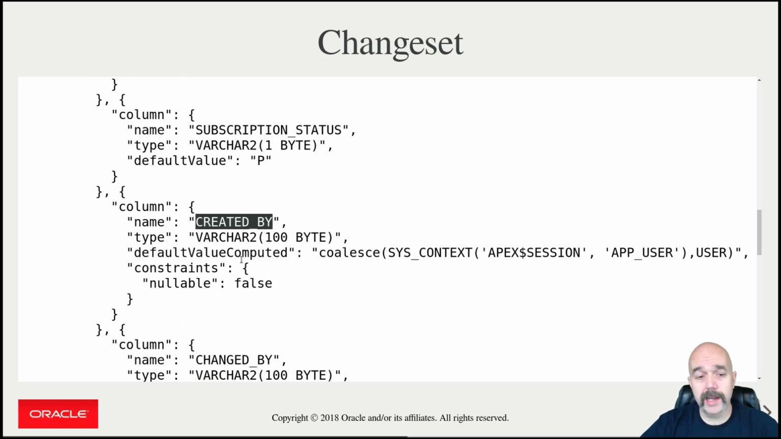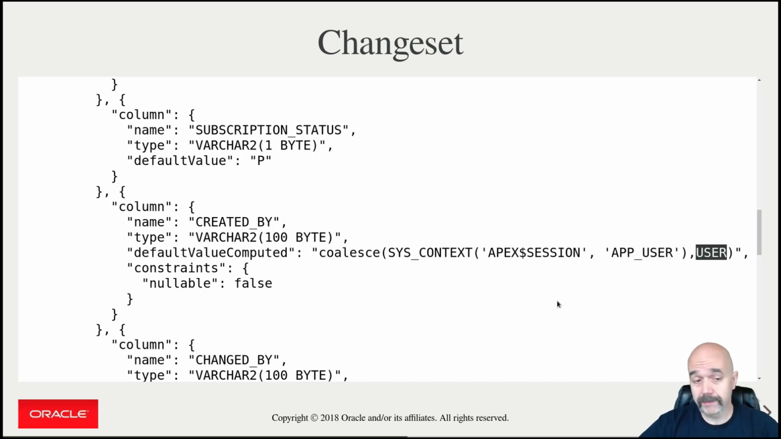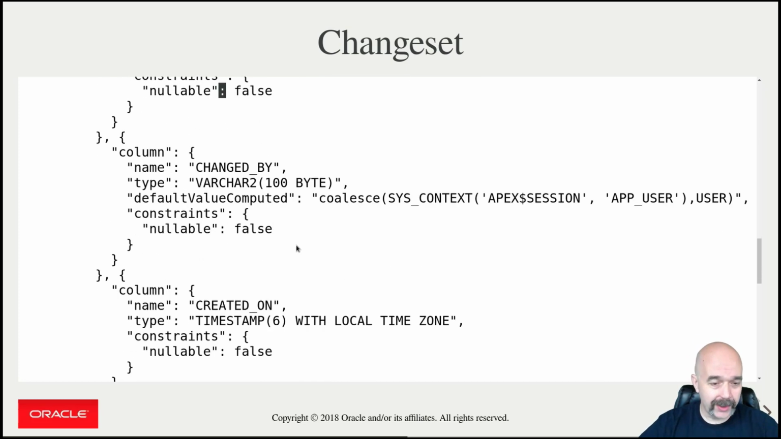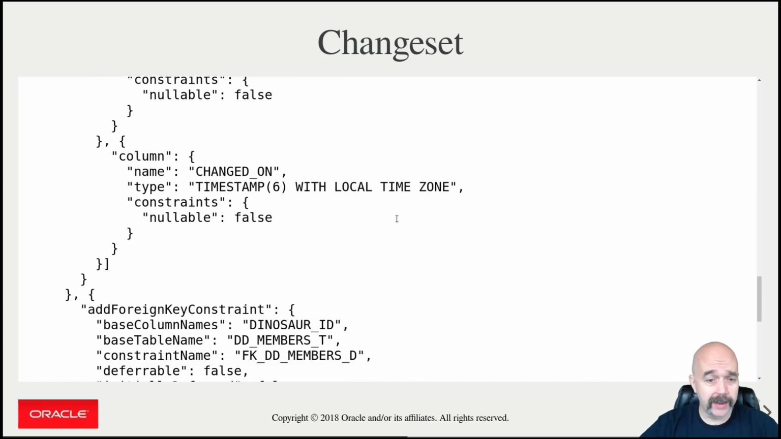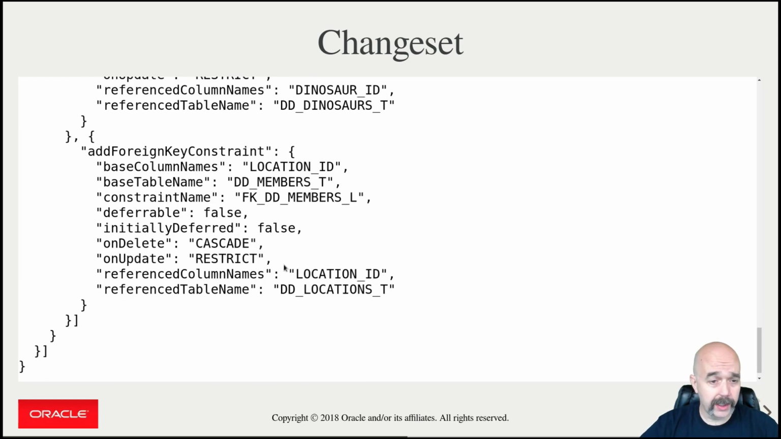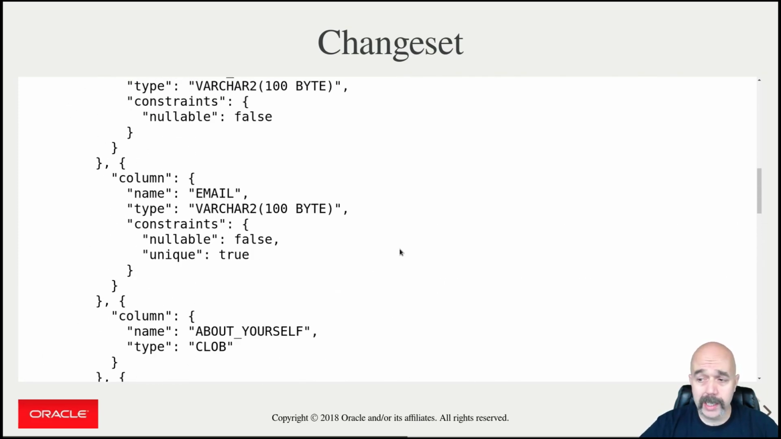So created by, what I'm doing here is I'm using the coalesce function, and this will say if I'm running Apex, then use the app user. If I'm not, then just use the regular database user. So just a little piece of code to depend on which user I'm running with. Not null, same thing there. Here's a timestamp. There's a timestamp. Down here we're adding a foreign key constraint and another one there. And so that's a fairly basic change set for creating a table.